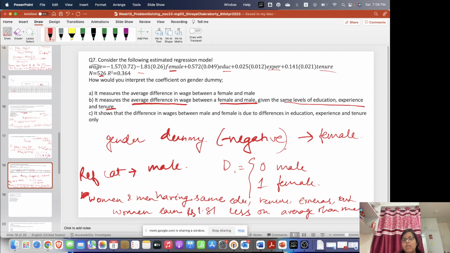Is it okay? If it would have been positive, then we could have said that, on an average, females with the same education, tenure and experience earn this much amount more than men. Since this is negative, we say it's less. Is it okay?